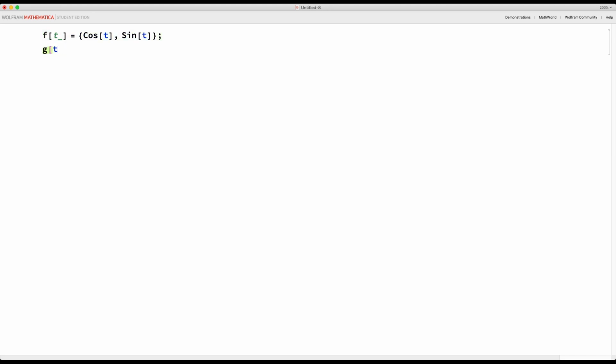All right, and then I'm going to define, well, let me just call it g of t, to be the derivative. Okay, and now what I want to do is plot, actually parametric plot. Parametric plot is when you're plotting parametric functions, and regular plot is if it's a y equals f of x type thing. And then I just need to specify the range of t.